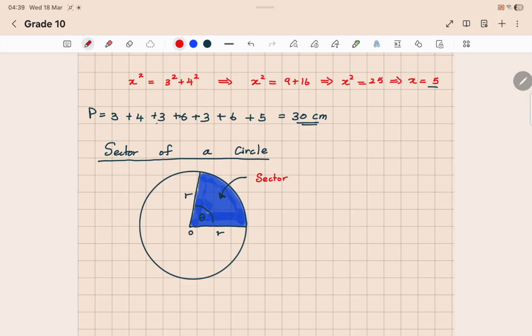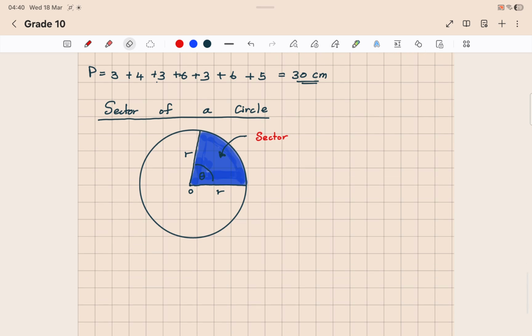This is the sector. This is the small part, also called the minor sector. Then this big part of the circle that is not shaded is called the major sector. That is just additional information. Mainly we are dealing with minor sectors. Let me write.